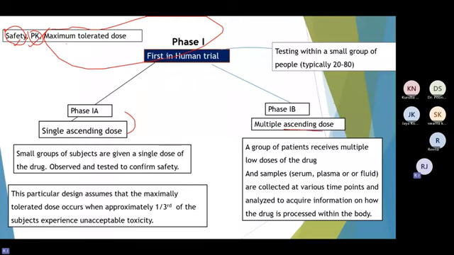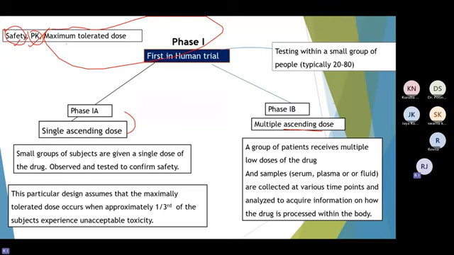Okay, so in phase 1A, what happens? A small group of subjects are given a single dose of the drug. Okay, for example, they select 30 people, they give 30 mg of a drug, and they observe for 7 days, and they take the blood and perform their assessment. Okay.